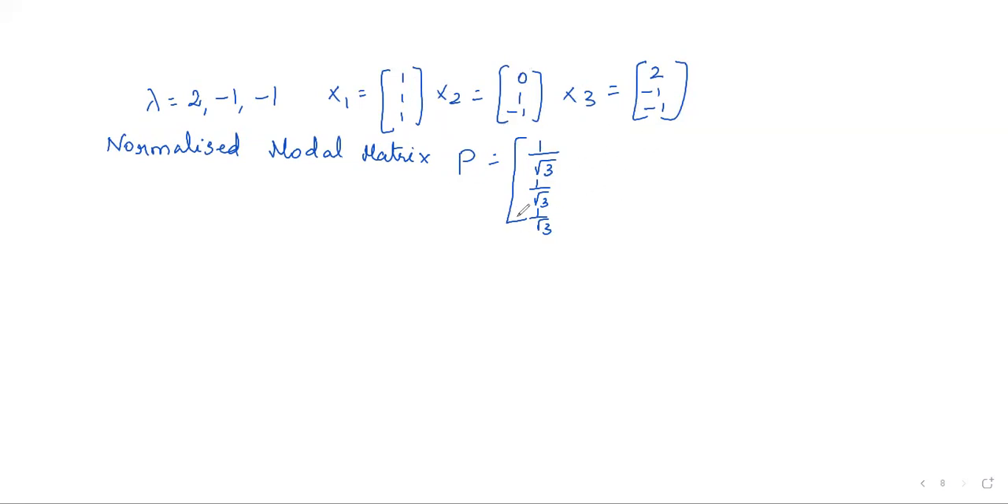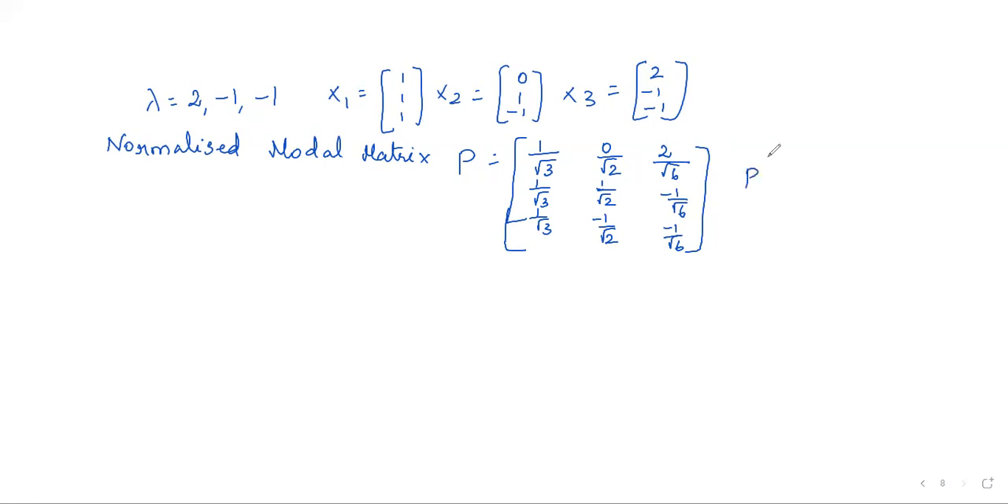And the second column will be from x2. So 0 by the root of 1 square plus 1 square, and therefore you'll be getting root 2. Then 1 divided by root 2, minus 1 divided by root 2. Then the third eigenvector is taken in the third column. 2 divided by root of 2 square is 4, 1 square, 1 square. So therefore, I'll be getting 2 by root 6, minus 1 by root 6, again minus 1 by root 6. So this is my P.